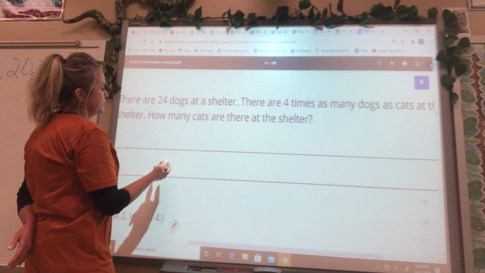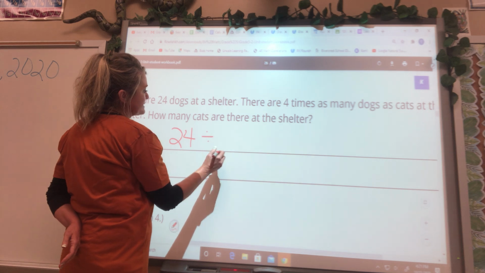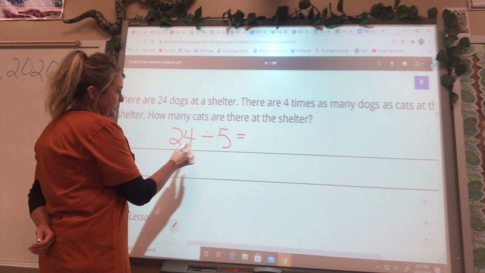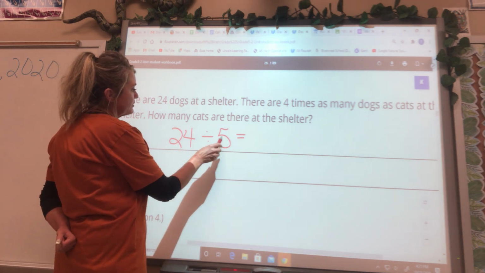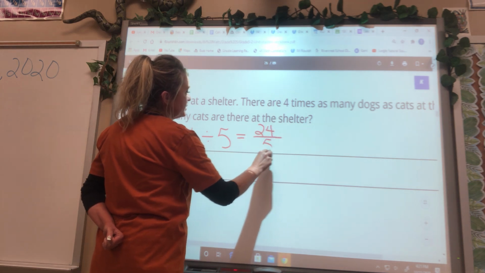The takeaway we need to get is if they give us something written as an expression, we read left to right, and we also read top to bottom. So 24 over 5 would be the same as 24 divided by 5.